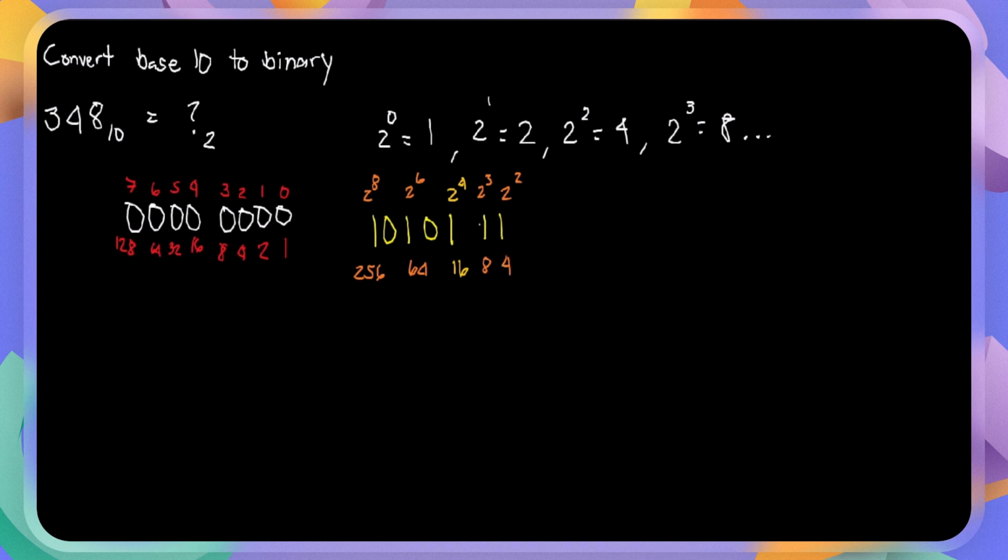And then for the remaining binary digits that we don't have, we can just have zeros. And then if we add all of these up, 256 plus 64 plus 16 plus 8 plus 4, we would get 348. So we still get the same number even though we didn't actually do the process.